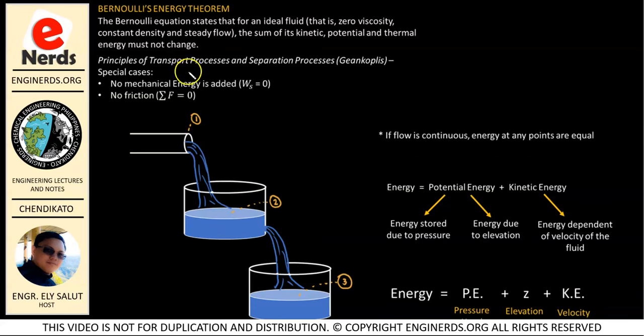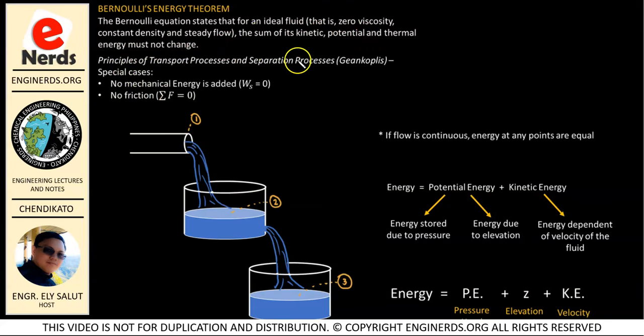So, yung Bernoulli's equation, it states that an ideal fluid, which means having zero viscosity, constant density, and steady flow, the sum of its kinetic, potential, and thermal energy must not change. So we are going to explain that later, no?